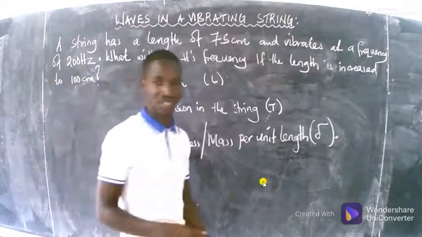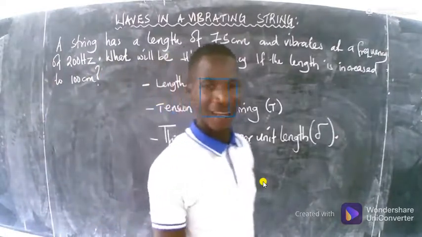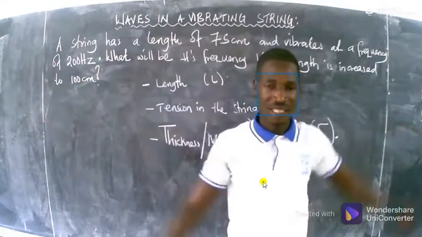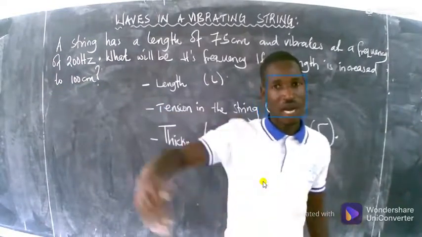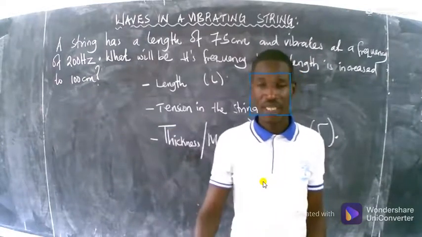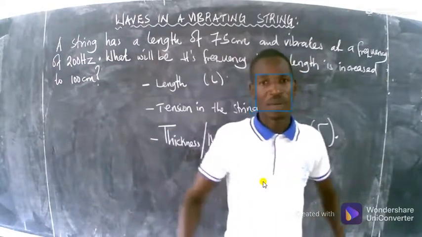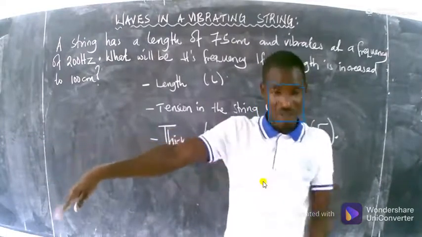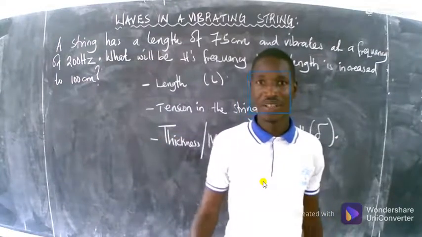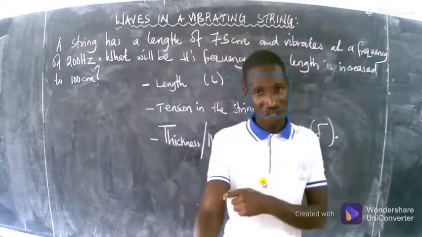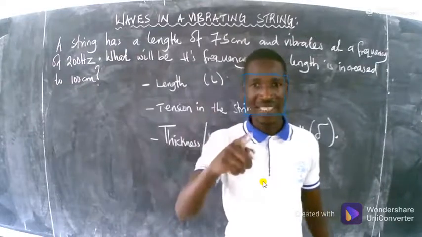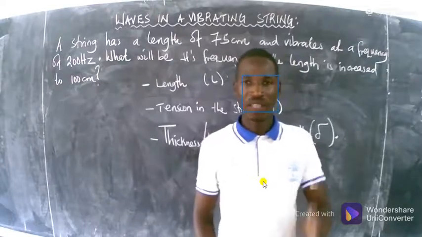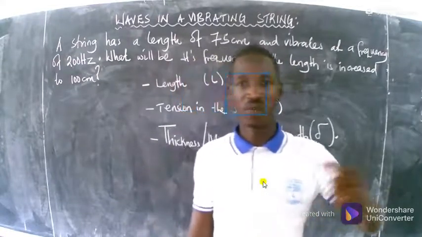How does the length of the string affect its frequency? If you have a string which is long, like this, and you pluck it in the middle, do you observe the speed at which the wave moves? What about if the string is short like this? Then you pluck it in the middle. Do you observe how it moves? You realize that if the string is shorter, then it moves a little bit faster. Please do that practically and you will see.